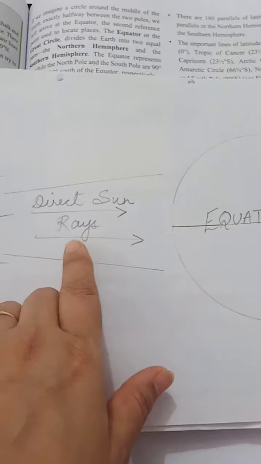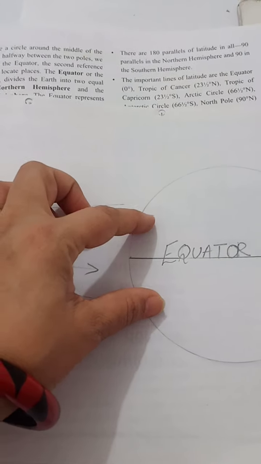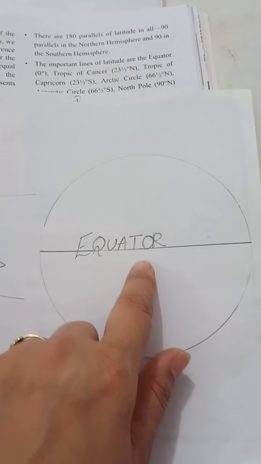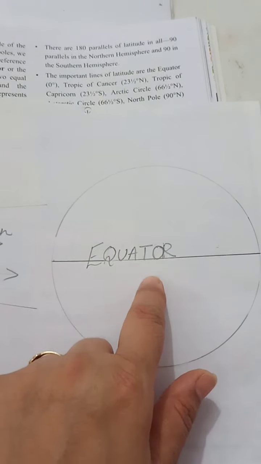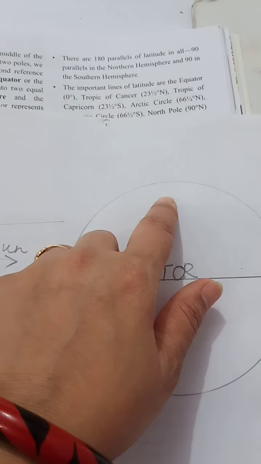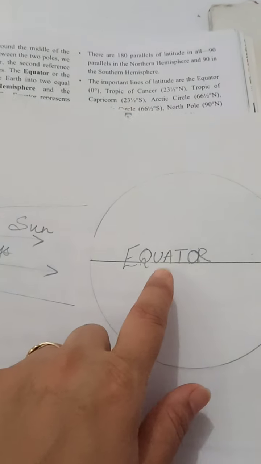So now if we see this diagram, this is the sun and this is the earth. The sun's direct rays are falling on the earth, and only the middle part near the equator is getting the direct sun rays. So only near the equator the sun's rays will be much stronger, and on the poles it will be cooler than the equator.